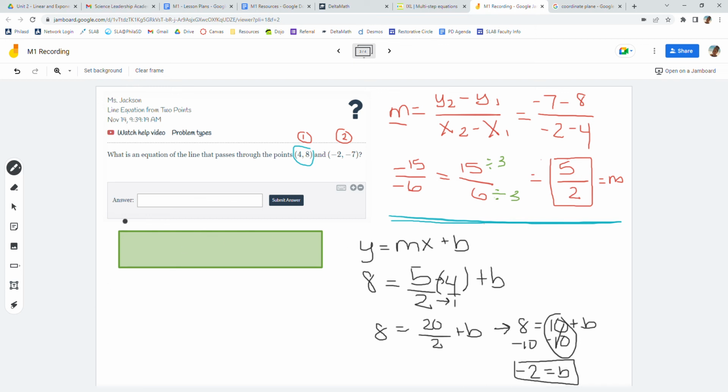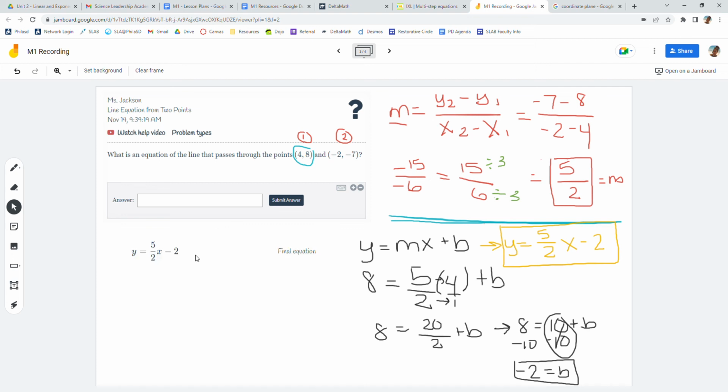So the final equation, and I know that was a lot of steps, is going to look like y is equal to our m, 5/2, x plus our b, which we said was negative 2. So instead of plus negative 2, I'll just write minus 2. So that will be our final equation for the line that passes through the point 4, 8 and negative 2, negative 7. So let's just double check our answer for that. And they got the same thing that we did.